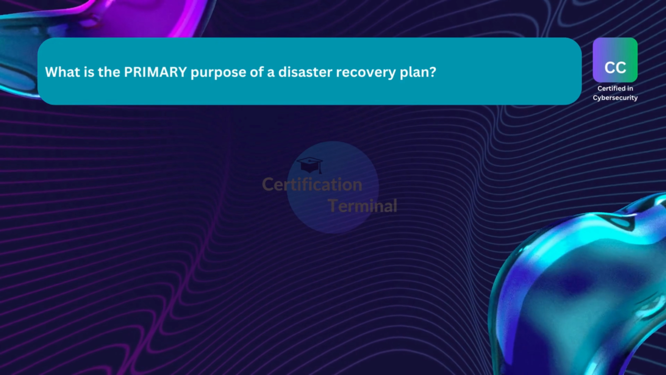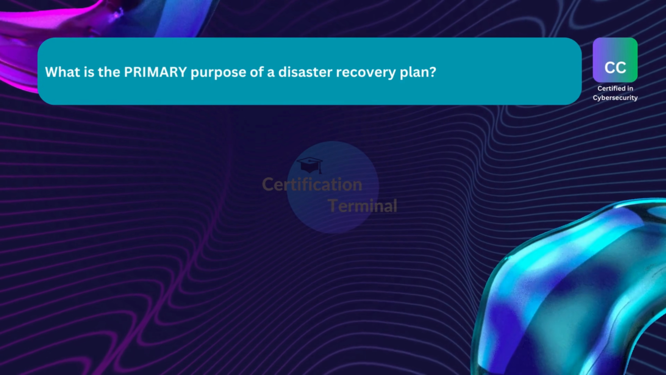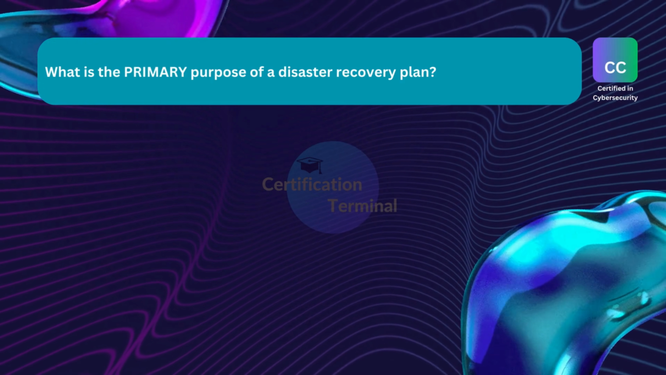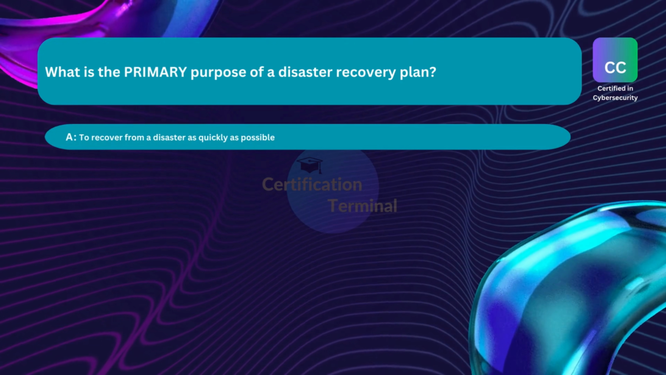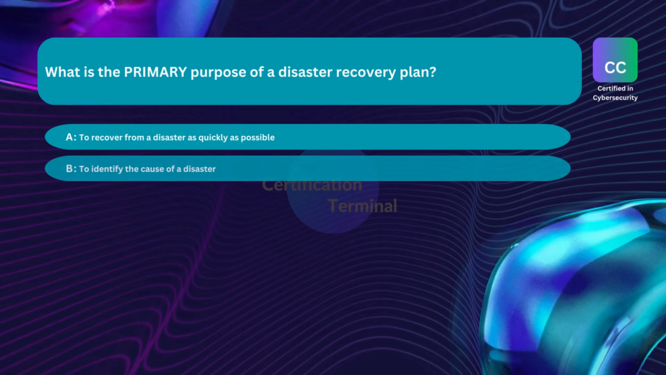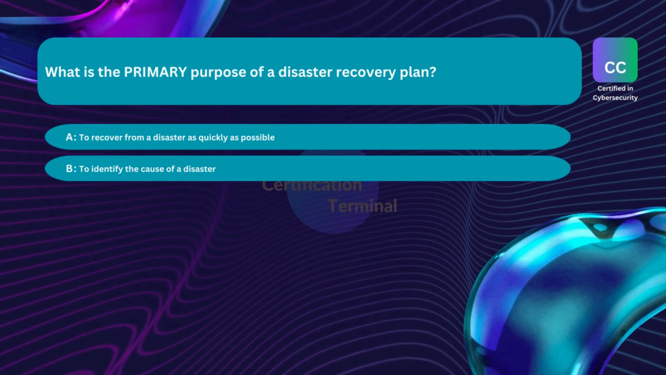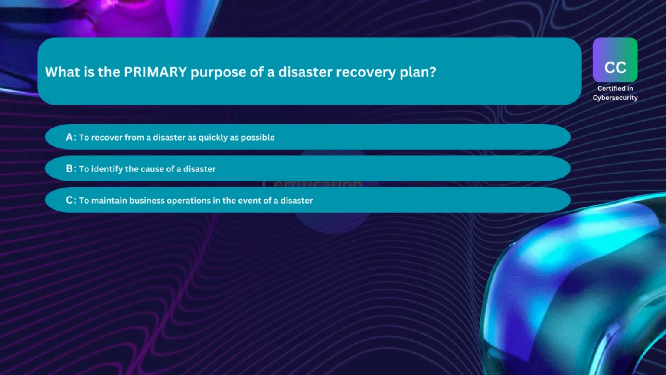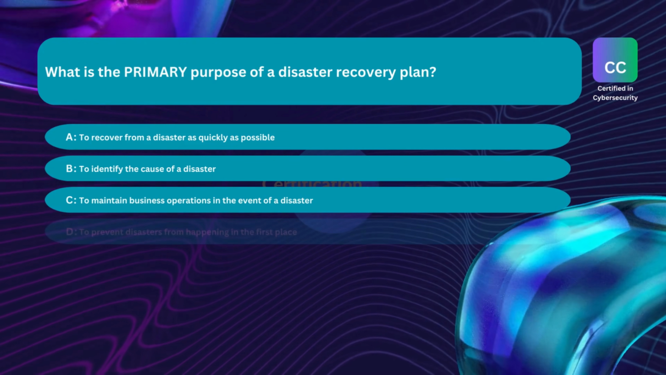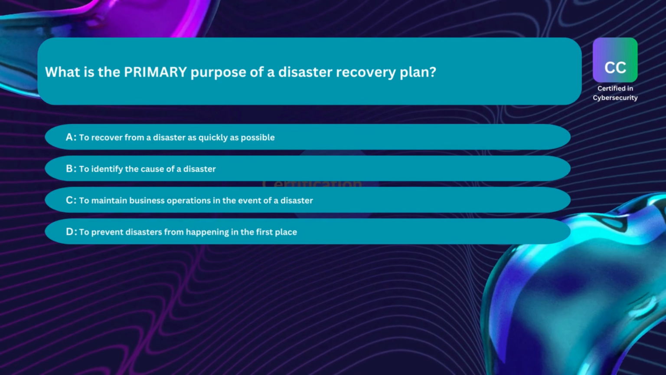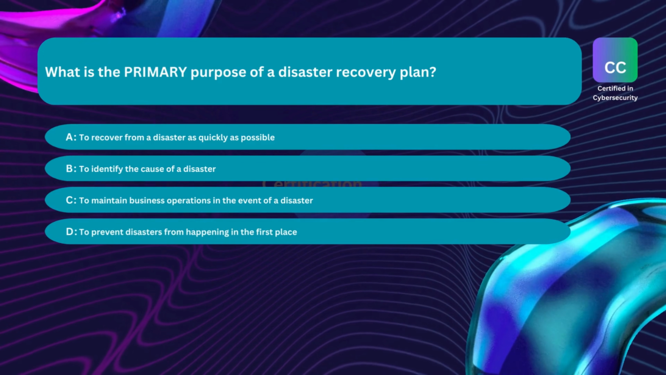Question number 15. What is the primary purpose of a disaster recovery plan? Option A, to recover from a disaster as quickly as possible. Option B, to identify the cause of a disaster. Option C, to maintain business operations in the event of a disaster. Option D, to prevent disasters from happening in the first place.